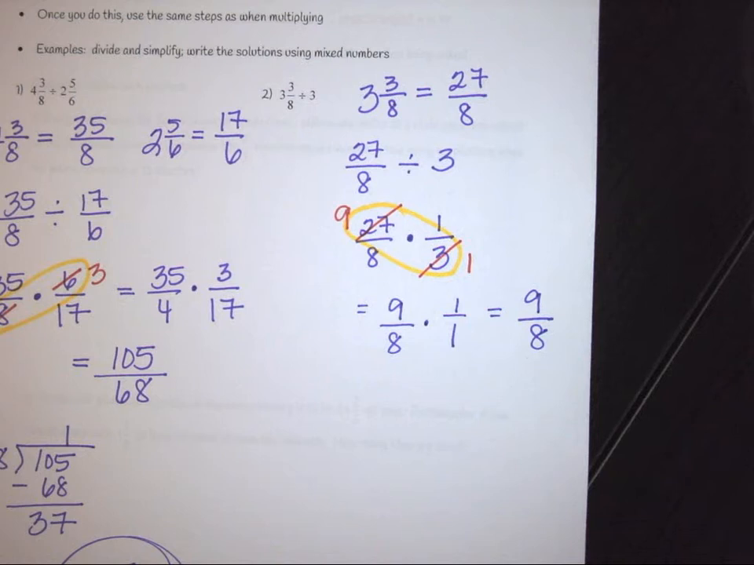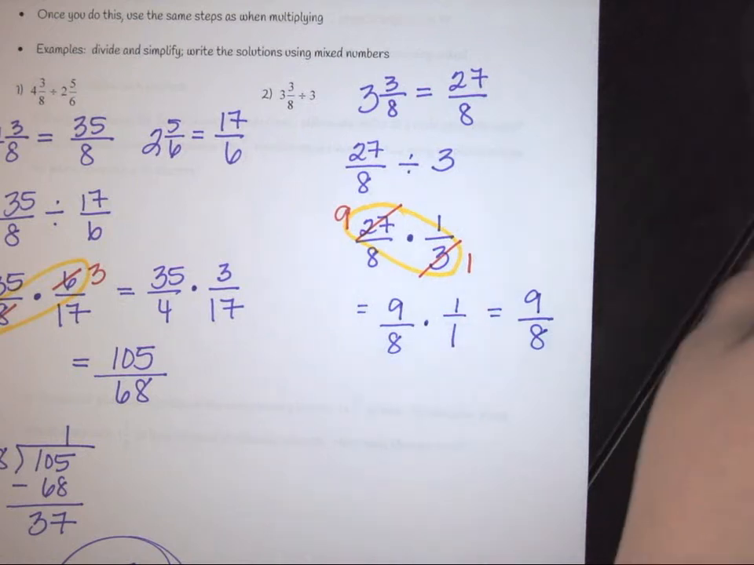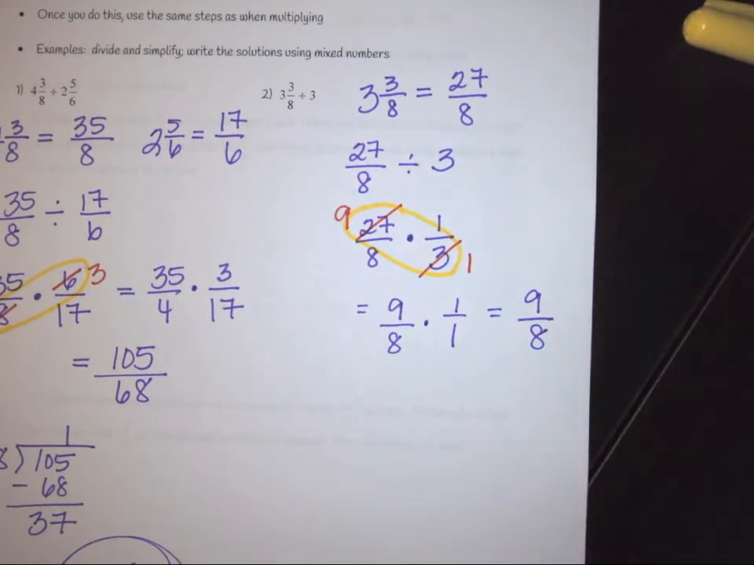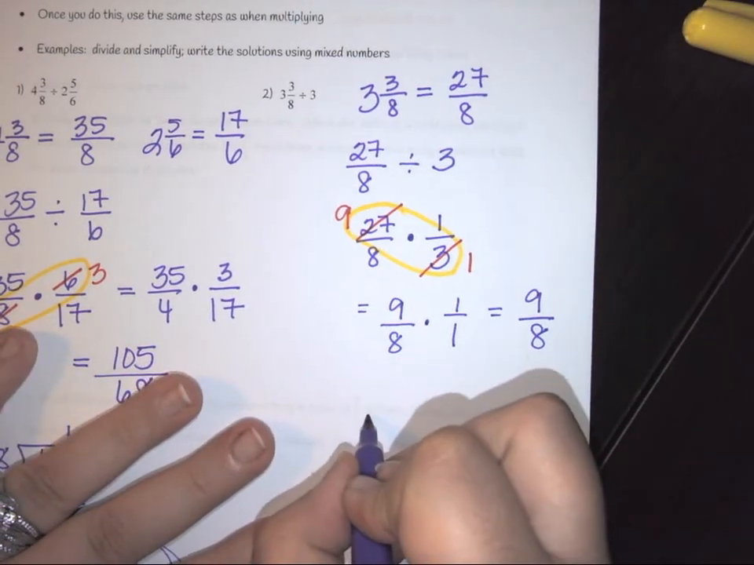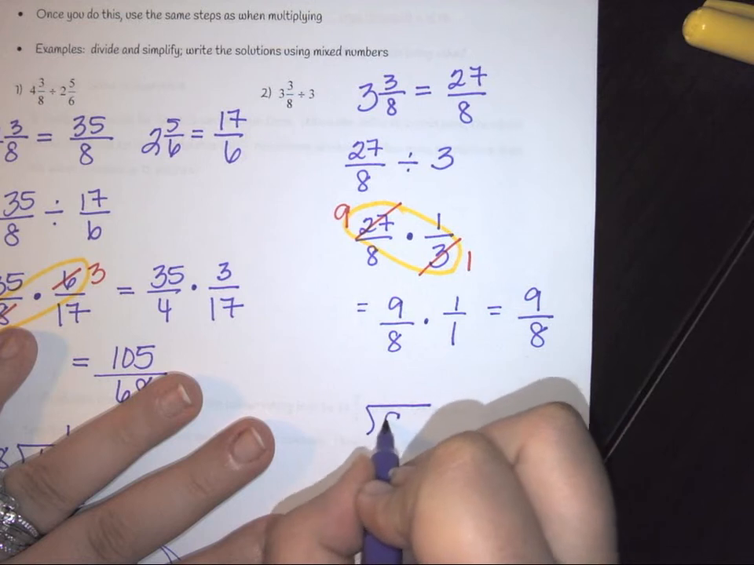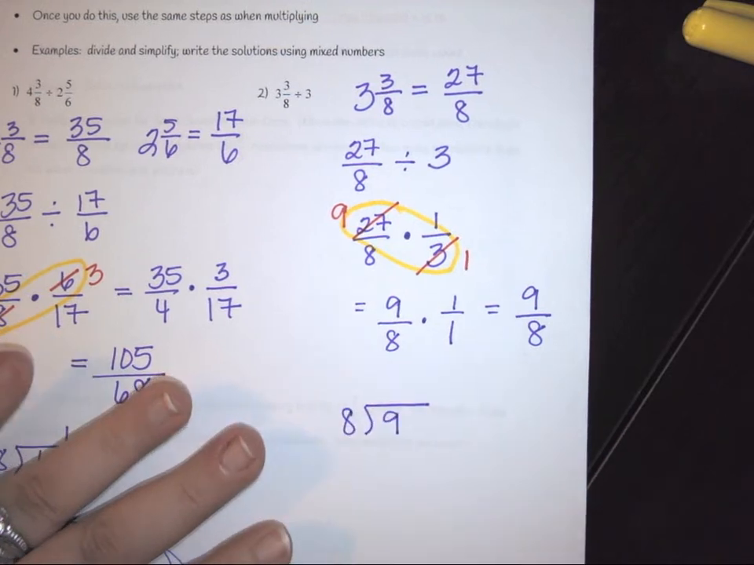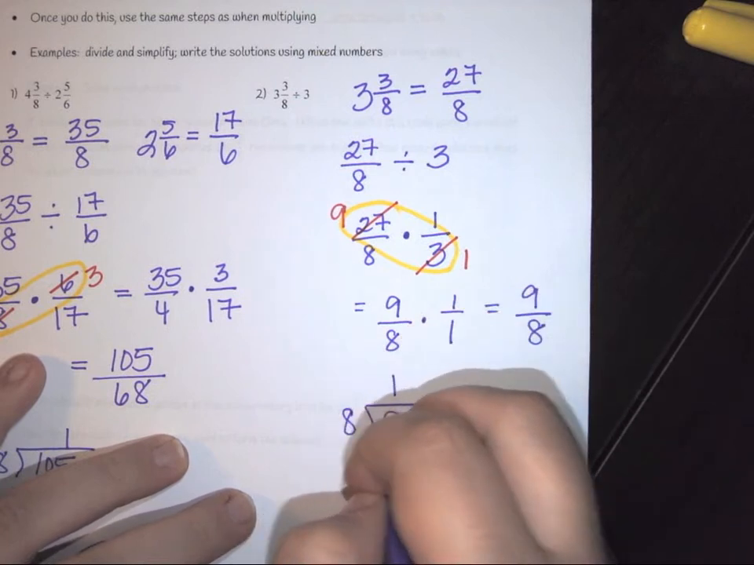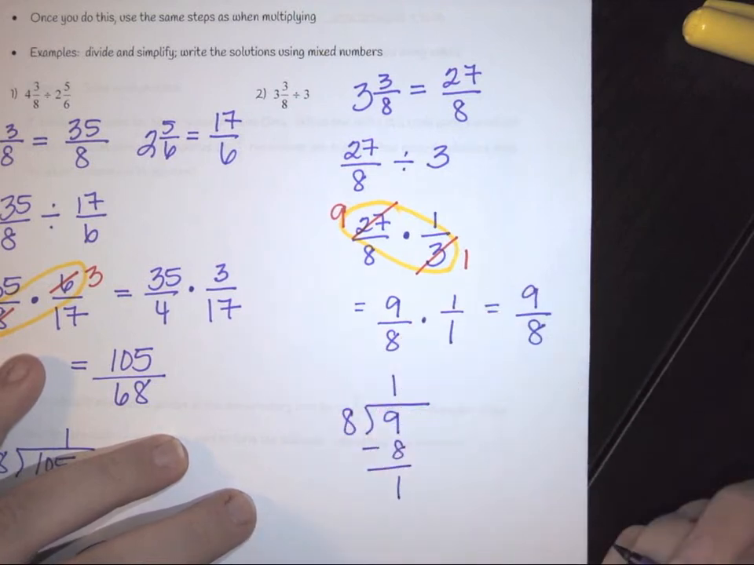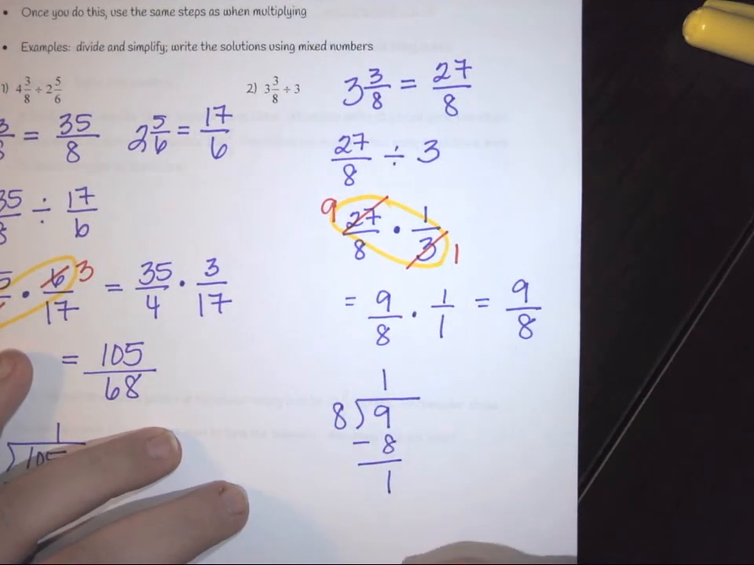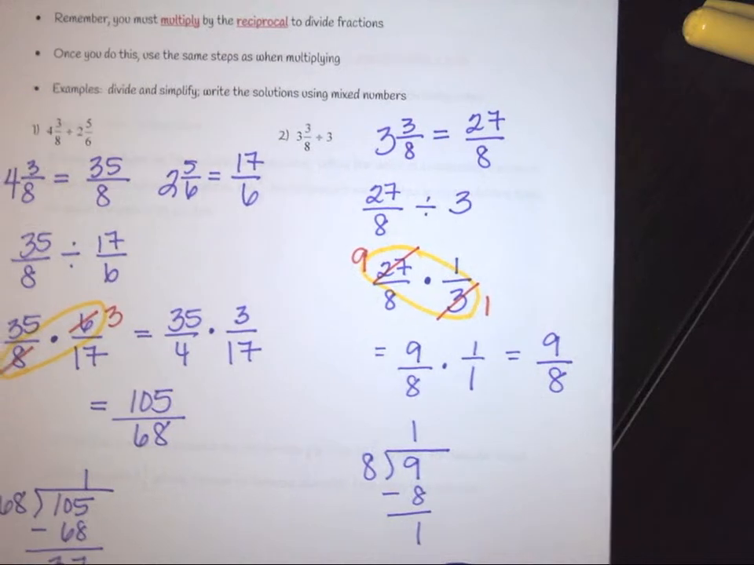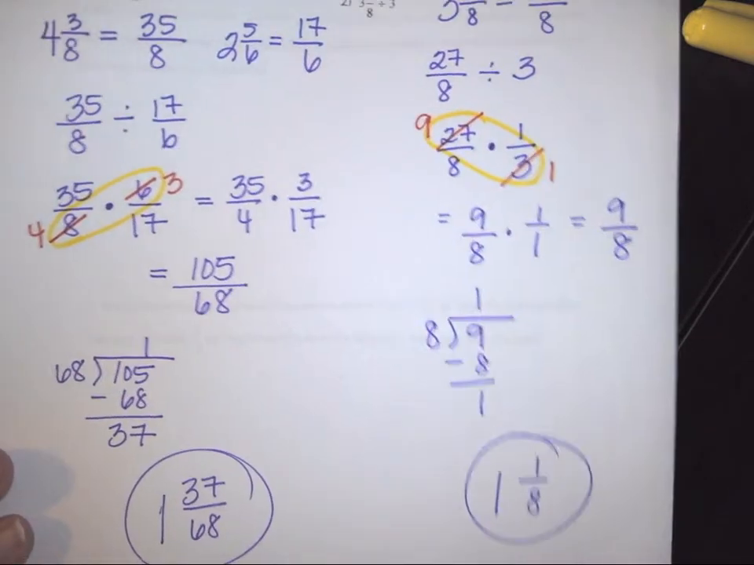So in this case, I have to again set up my long division. So I'm going to do just that. 9 goes in, 8 goes out. 8 can go into 9 once. Subtract your 8, leaves you with 1. So you have a mixed number of 1 and 1/8. Okay. So division.